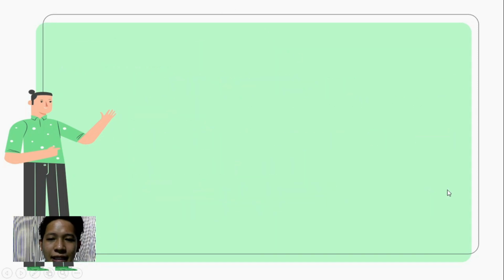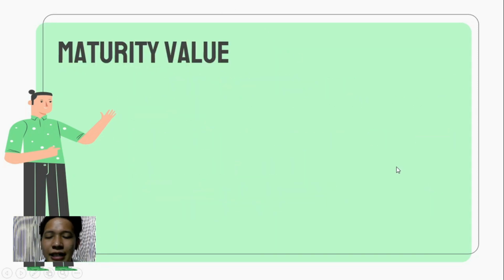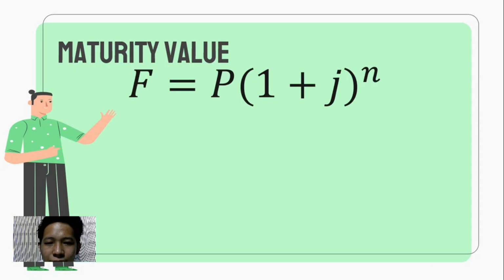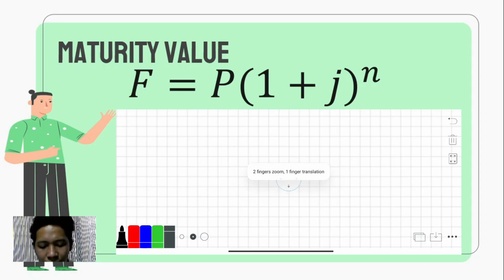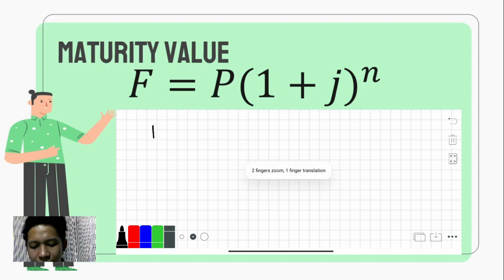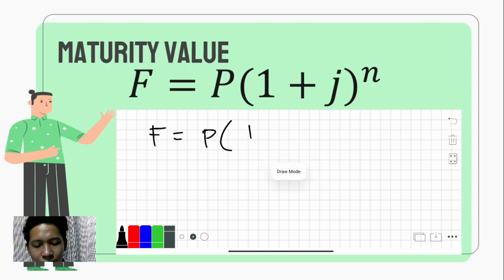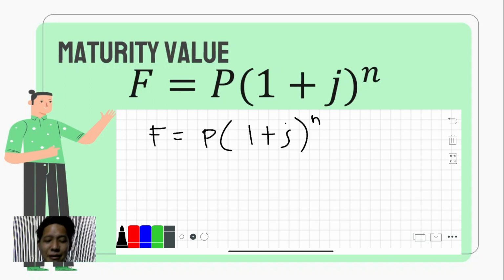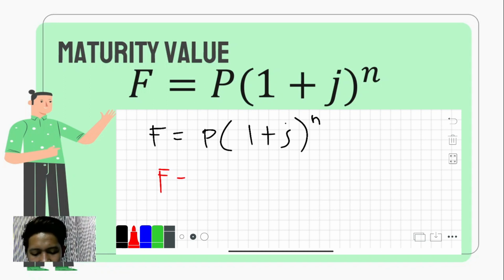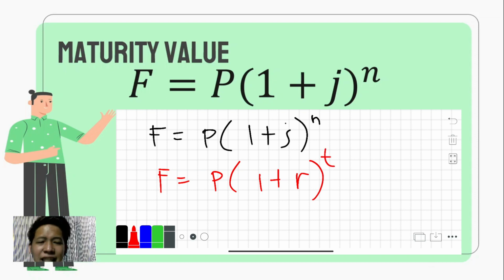Okay. Next would be the formula in getting our future value or maturity value. So, we have F equals P times 1 plus J raised to N. So, kung mapapansin ninyo, may kamukha siya, di ba? That is F equals P times 1 plus R raised to T. So, pinalitan lang po natin.